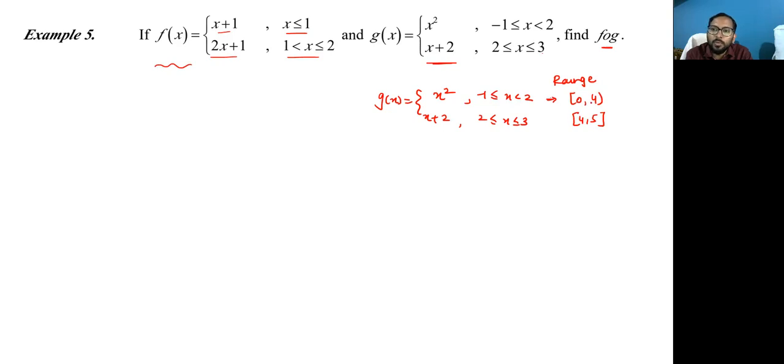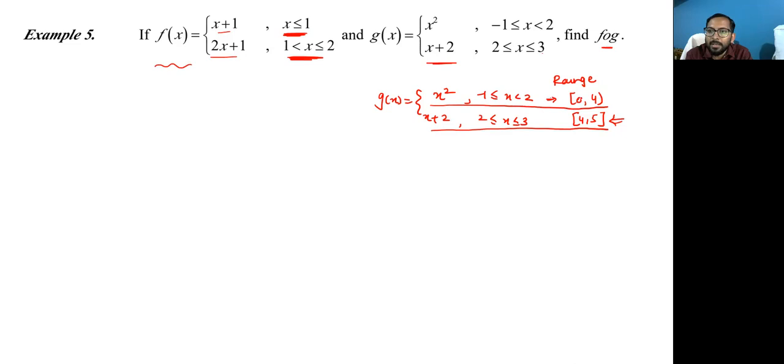We need to break or convert this range as the domain of f of x, or a subset of the domain of f of x. Here we cannot use this part of the range as a domain because it lies outside the domain of f of x. So we need to ignore this part of the function. Now we can choose some part of this function.